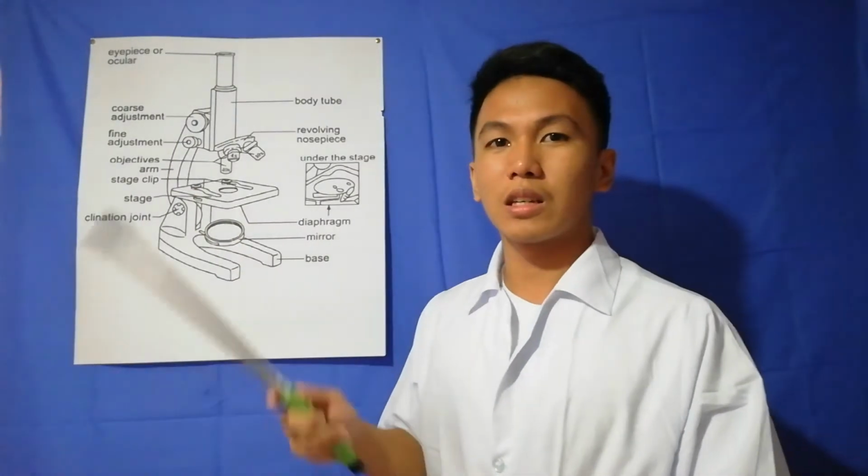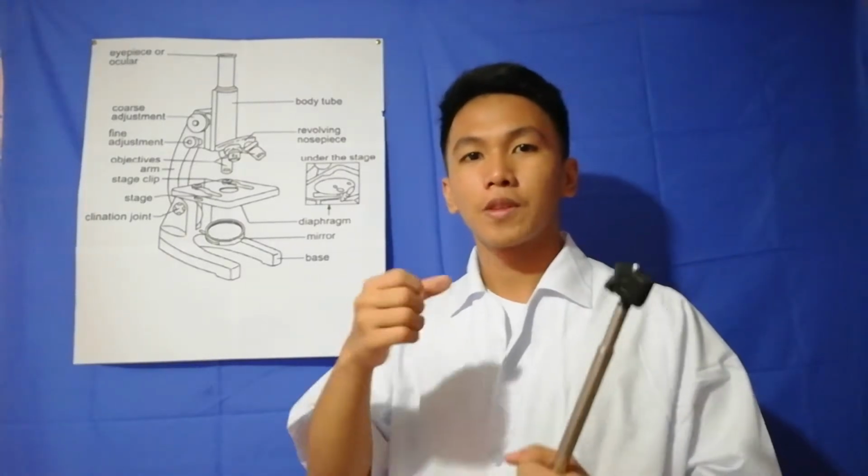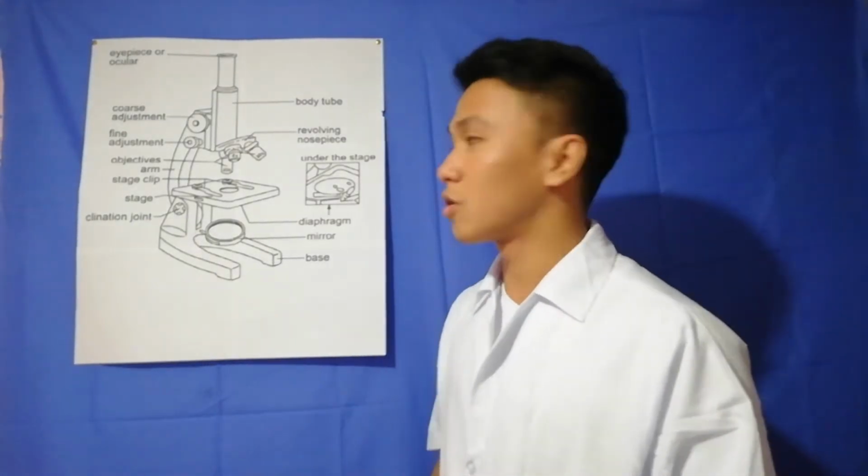Next is the arm. So it connects the stage and the body tube. So it is also for the structure of the microscope.